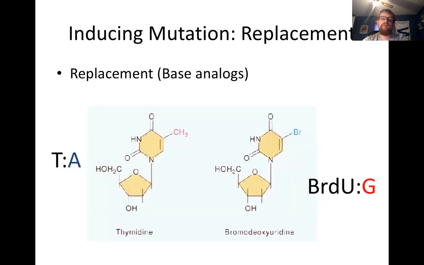You also have replacements and you have base analogs. So in this case, we actually have chemicals that resemble nucleotides. So here you would have thymine, which would normally bind with adenine. So here's your thymine or thymidine, call it whatever you will. And here you have bromodeoxyuridine. We also just call it BrdU.